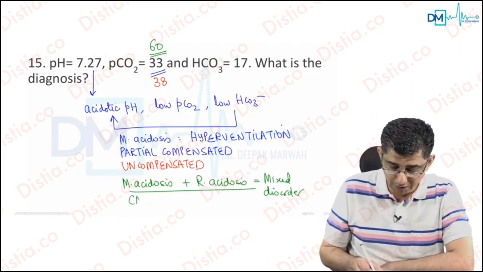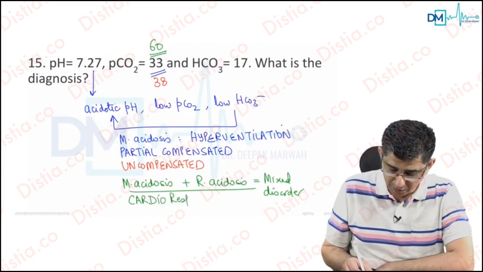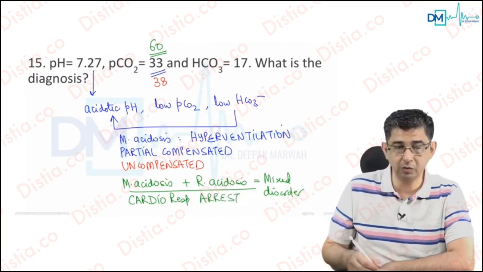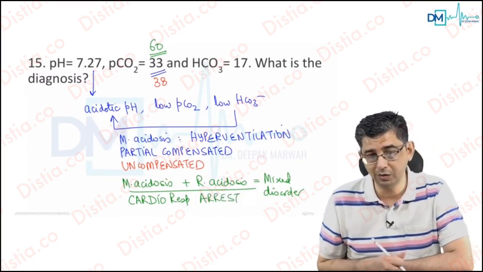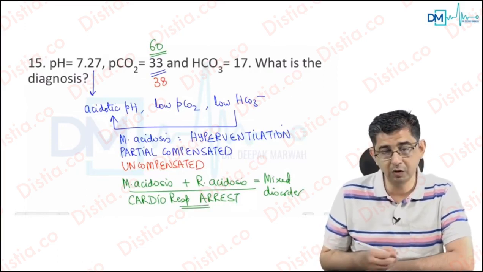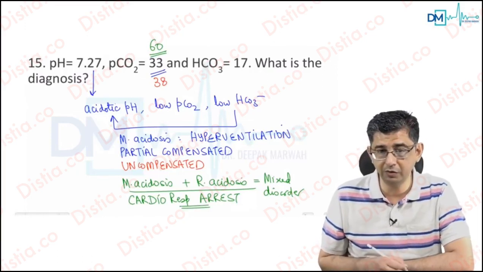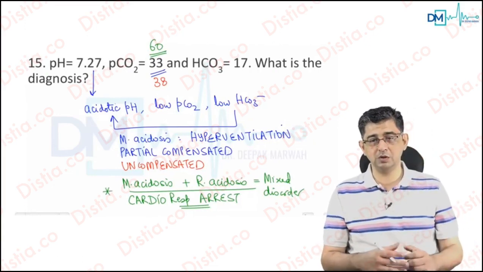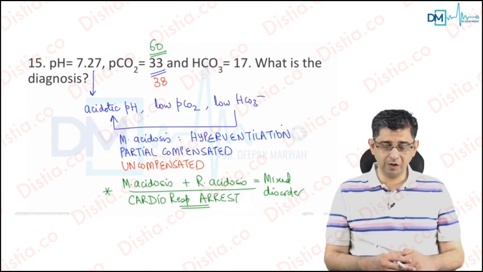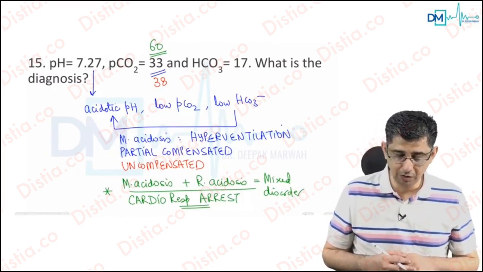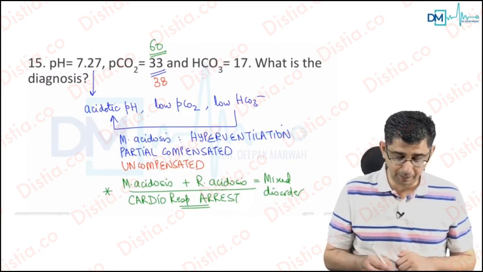If you're wondering how the hell this is possible, it is possible in cardiorespiratory arrest. If you focus on cardiorespiratory arrest, cardiac arrest will cause circulatory failure, that will cause metabolic acidosis. And in respiratory arrest, the word is respiratory arrest, so it will cause buildup of carbon dioxide and respiratory acidosis. So do remember this fact, metabolic and respiratory acidosis together would be cardiorespiratory arrest developing in a patient. The answer to this question is partially compensated metabolic acidosis.